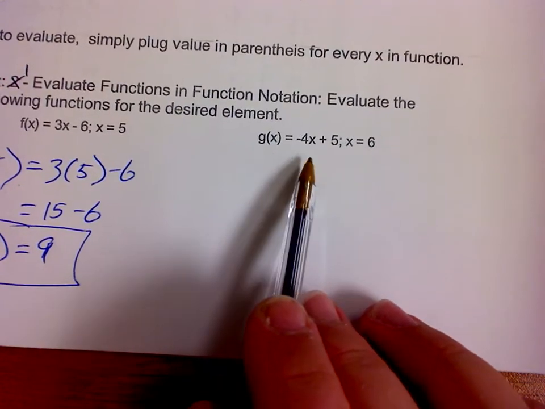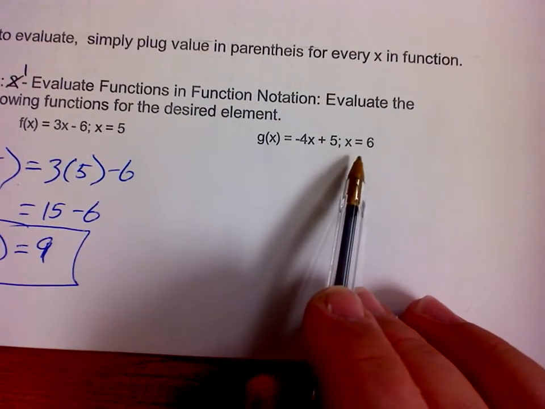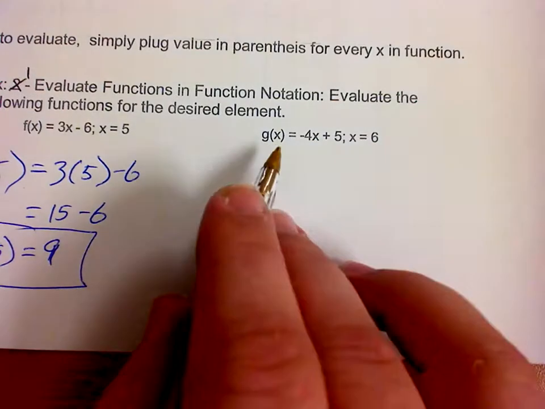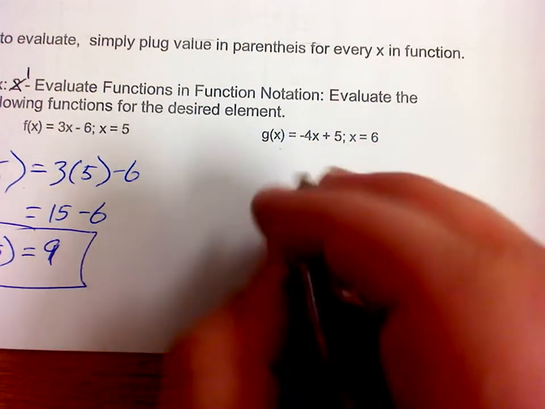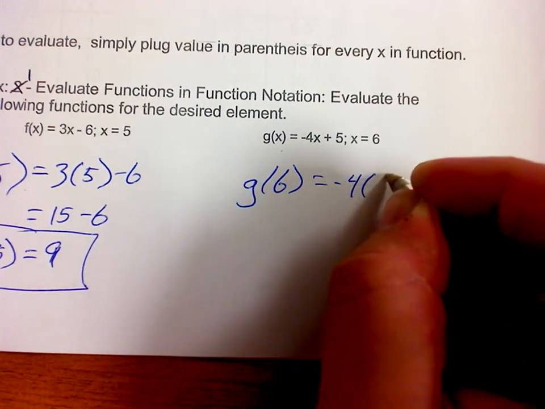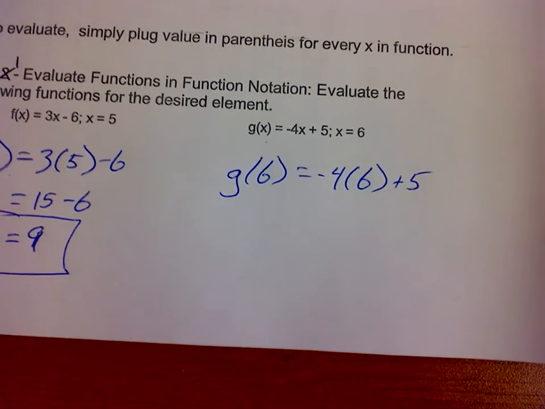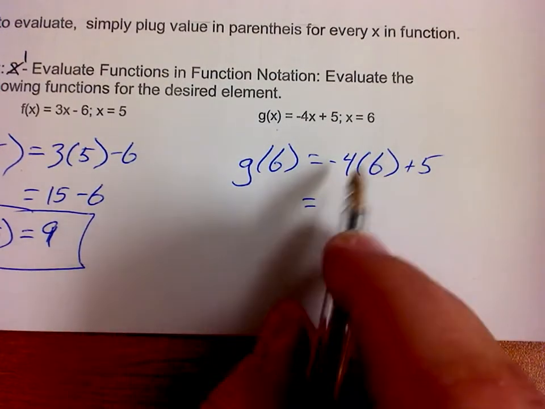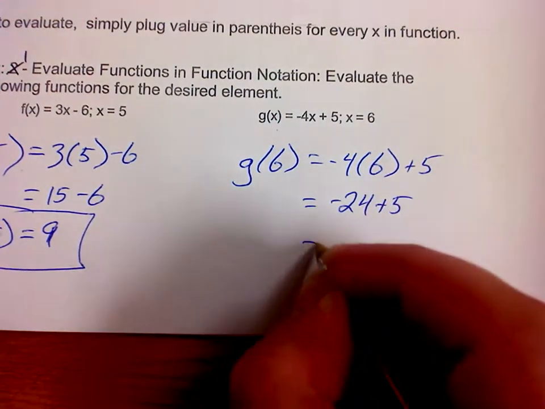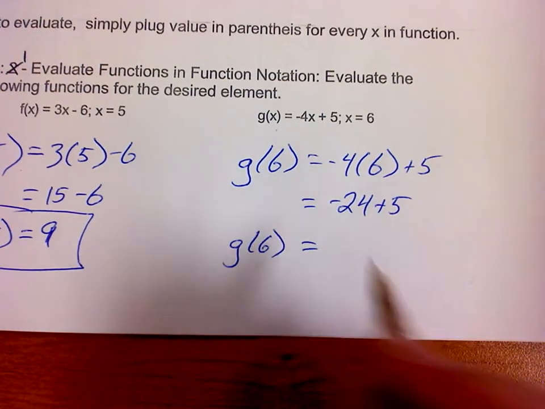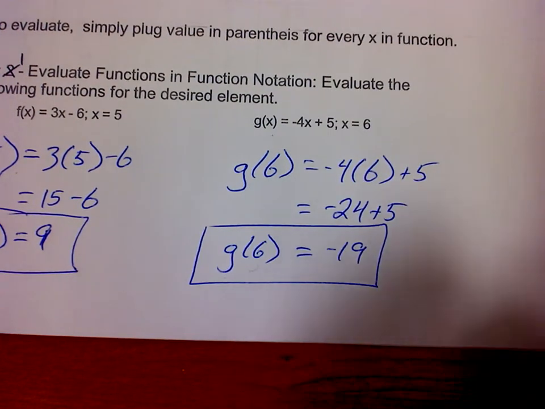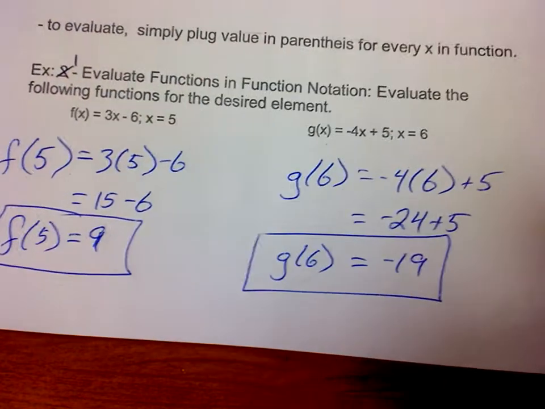So the next one here, we have g of x is equal to negative 4x plus 5. We want to find the desired element of x equals 6. If you'd like to try this yourselves, go ahead and pause the video and try it. Same thing here. For everywhere we see an x, we're going to plug in the 6. So we'll have g of 6 is equal to negative 4 times 6 plus 5. Very similar to the previous one. So now we need to multiply the negative 4 times 6, which gives negative 24 plus 5, and then negative 24 plus 5 gives us negative 19. Once again, hopefully those are some easier examples.